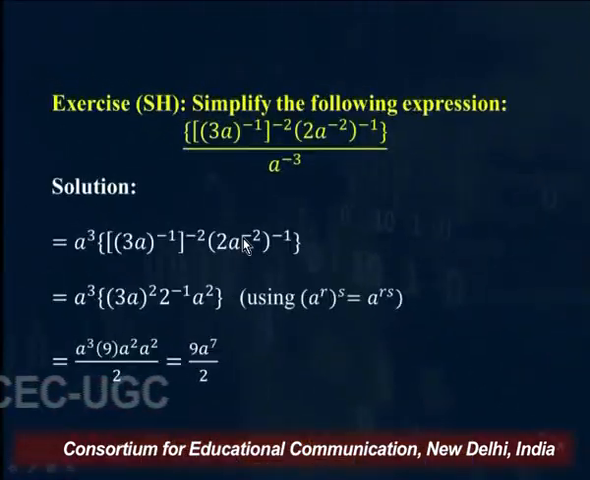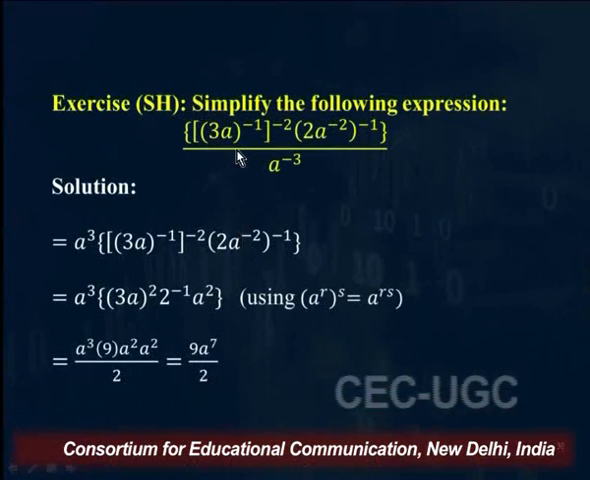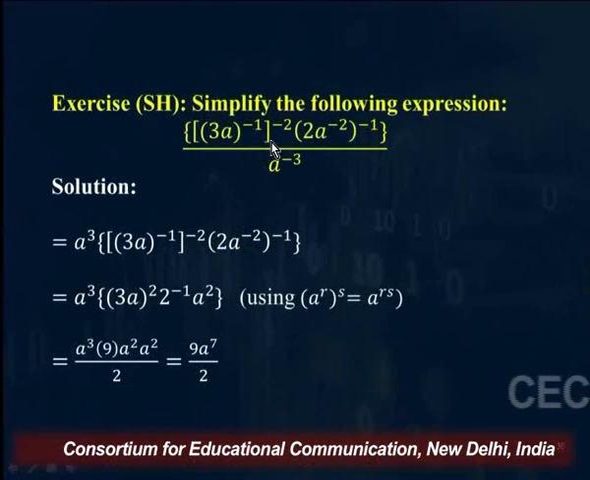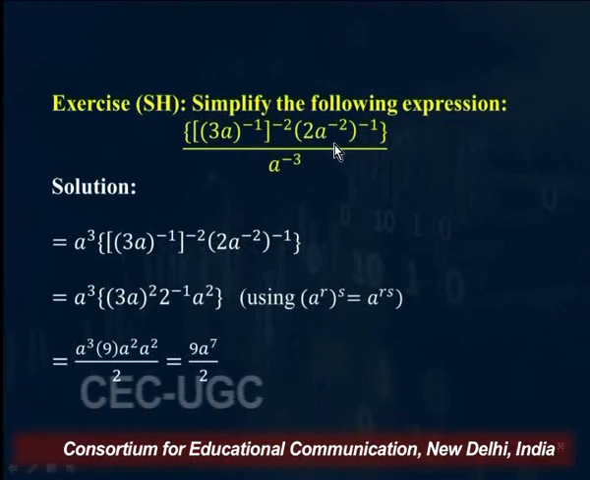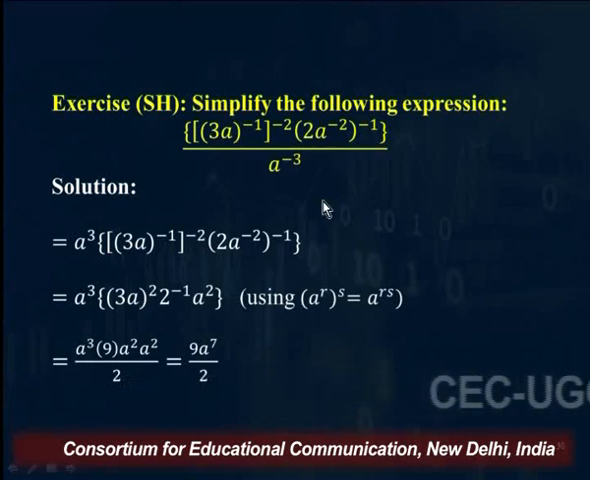Let me just quickly go through 2 examples for power functions, and this is just so that we have at least some problems of practice. So here the question asks you to simplify the following expression, and you have 3a to the power minus 1, the whole thing raised to the power minus 2, times 2a to the power minus 2, the whole thing raised to the power minus 1, divided by a to the power minus 3.